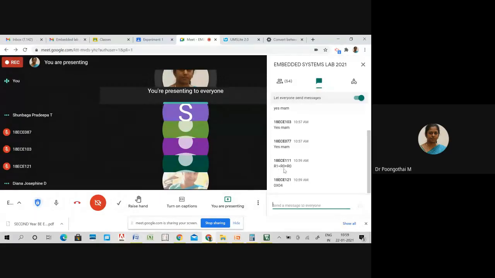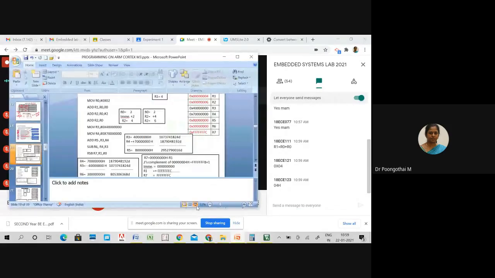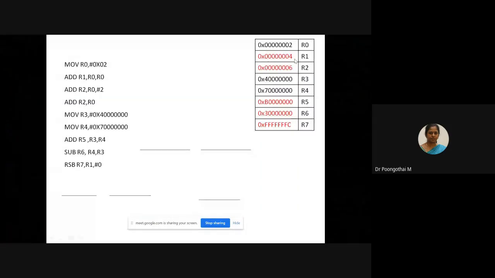R1 is equal to R0 plus R0, and 02 plus 02 is 04, okay? So this instruction is used to add the value in R0 to itself and place the result in R1, okay? After addition, your R1 holds 04, that is 2 is added with 2, so your answer is 4. So after the addition operation, your R1 holds 04. So what is the next instruction?